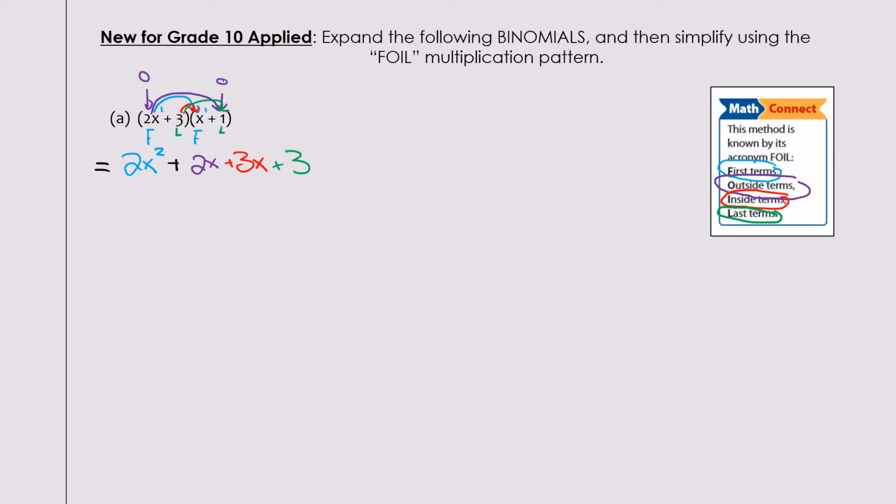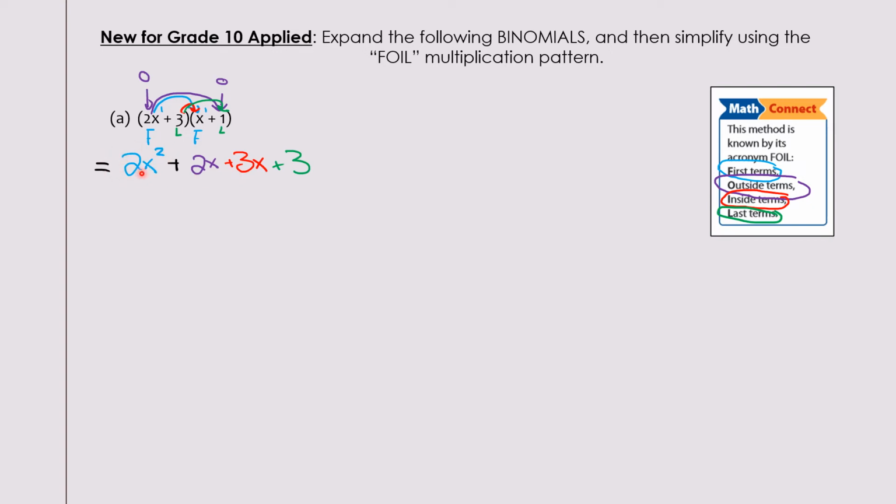So that FOIL is a way to remember to get every combination of both binomials. It makes sure that you multiply the 2x by both pieces in here and the 3 by both pieces in here, but you don't have to remember FOIL. You don't have to remember that acronym. You can just multiply them all out to make sure you get them all. Usually what happens here is the 2 middle terms are like terms. They are in this case.